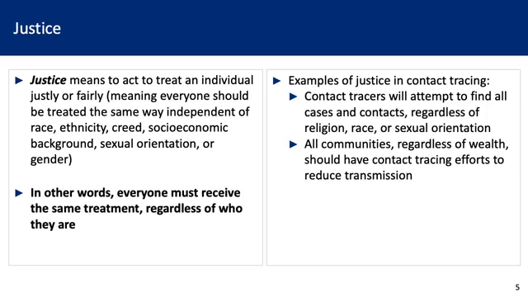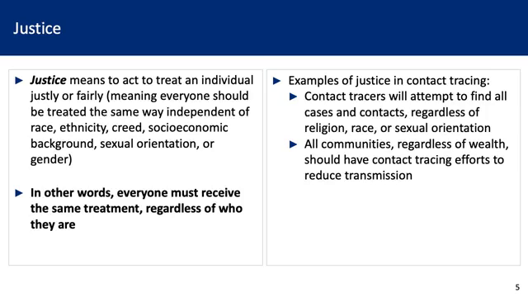Some examples of justice in contact tracing: contact tracers will attempt to find all cases and contacts, regardless of religion, race, or sexual orientation. This is because finding the cases and finding contacts is an important public health service, and cases and contacts benefit from this. So to be just, everyone should get this service.